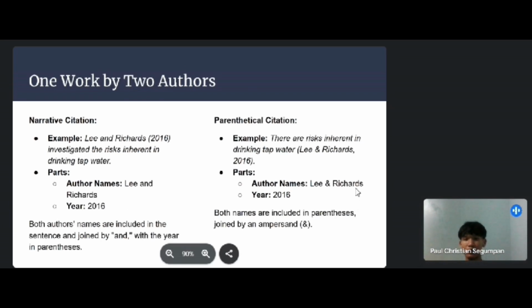We have one work by two authors. Under the narrative citation: Lee and Richards (2016) investigated the risks inherent in drinking tap water. As you can observe, both authors' names are included in the sentence and joined by the word "and", with the year in parentheses. And we have the parenthetical citation. Both names are included in parentheses, joined by an ampersand.